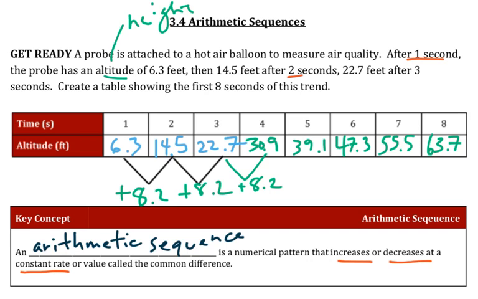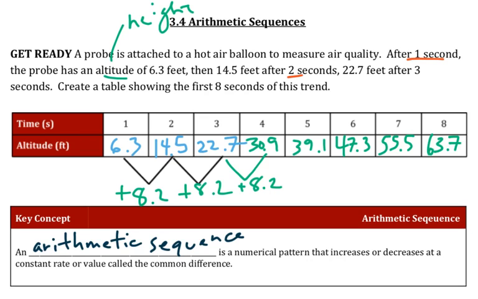And what this means is that this value that it's increasing by doesn't change. It's not like it goes up by 8 and then 16 and then 32 and 64 and so on. So this one that we looked at increased at a constant rate or a constant value, which is known as the common difference.